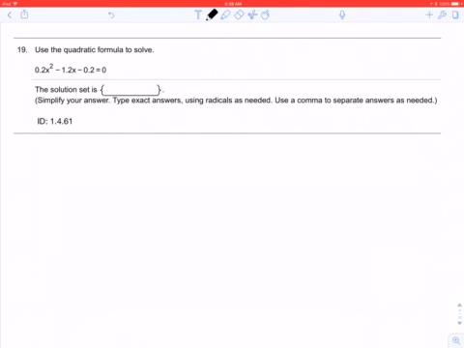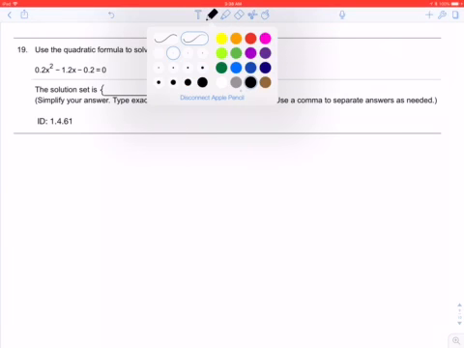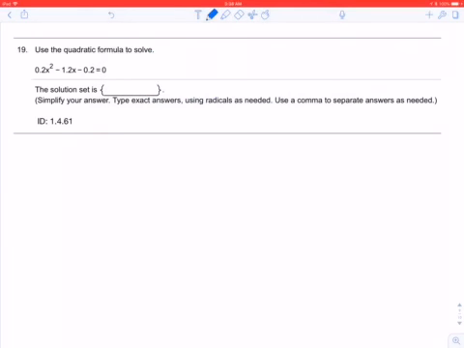It says, use the quadratic formula to solve. One suggestion is whenever we use a formula, we write it down. That helps us to ingrain it into our memory. So the quadratic formula is the following: x equals negative b plus or minus the square root of b squared minus 4ac, all over 2a. All right, okay, so let's go.